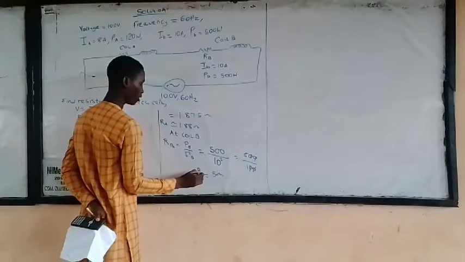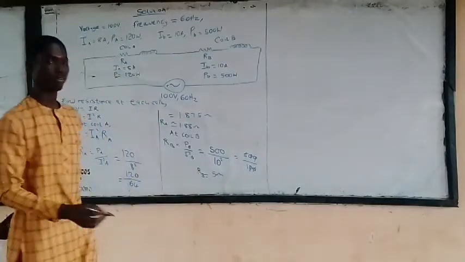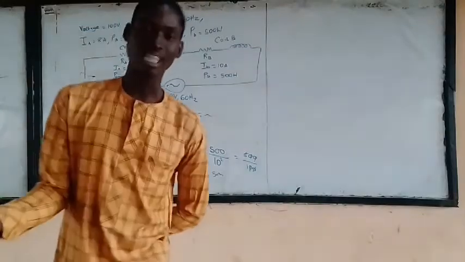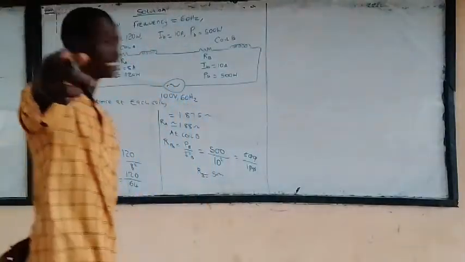So R B, the resistance at coil B, is what? 5 ohm. Isn't that simple? Okay.